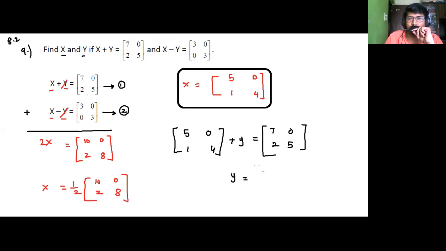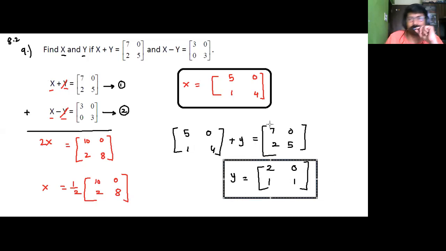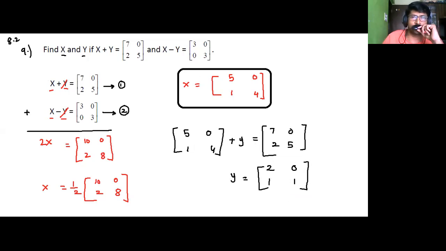So what will happen? 7 minus 5 is 2. 0 minus 0 is 0. 2 minus 1 becomes 1. And 5 minus 4 becomes again 1. So we got matrix Y too. So simple, isn't it? One second, I'll just put the proper box so that the answer will be in front of you.